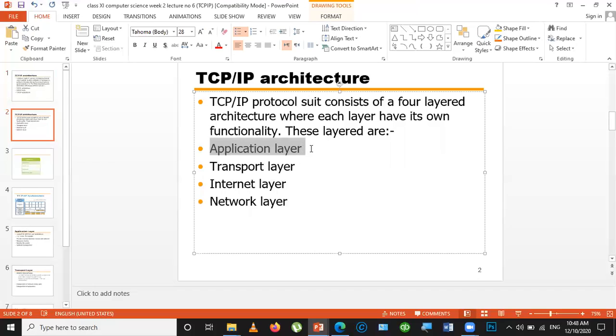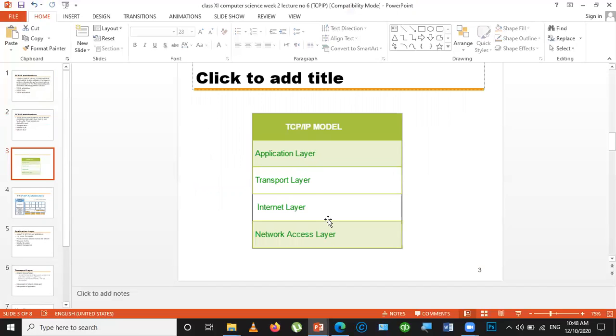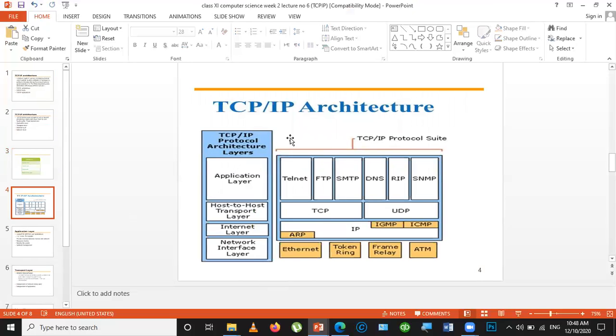And then we have seen this TCP/IP architecture, which consists of four layers. The first is the application layer, the second is the transport layer, the third is the internet layer, and the fourth is the network layer. So these are the four layers available in this TCP/IP architecture. Then we go through these four layers with all their protocols. This layer has this type of protocol, this layer has this type of protocol, and the last layer deals with the physical connectivity and physical network.